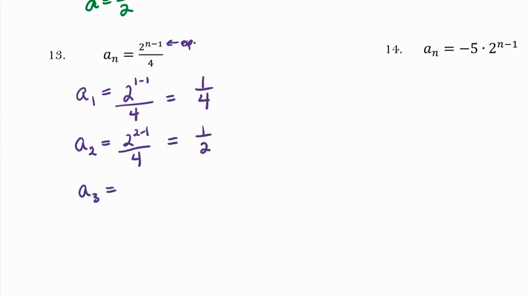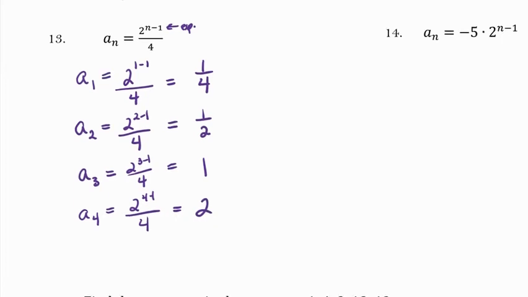Our third term, 2 to the 3 minus 1 over 4. That would be 2 squared, so that's 4 over 4, which is just 1. And then our last term, 2 to the 4 minus 1 over 4. That would be 2 to the third, which is 8, and 8 divided by 4 is 2. Okay, so our terms there are 1/4, 1/2, 1, and 2.